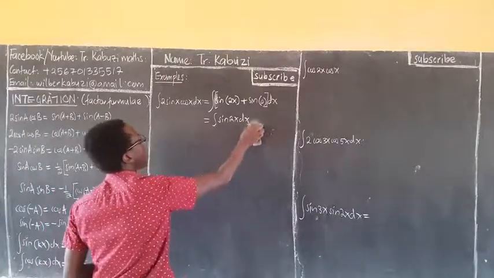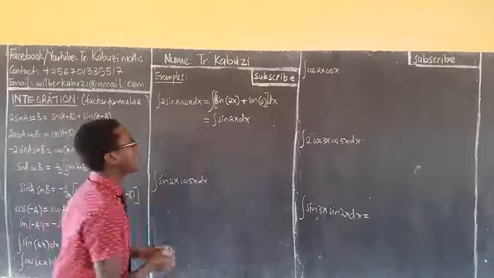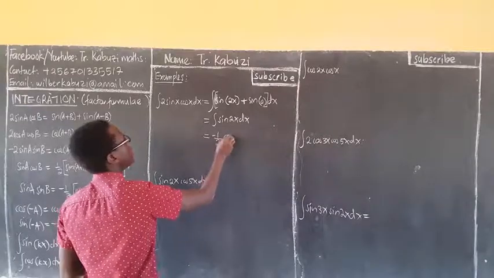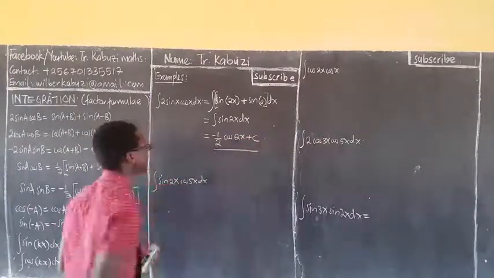And now we saw how we integrate this. When you integrate this, you get negative 1 over k, where k, the coefficient of x, is 2. So this will be equal to negative 1 over 2 cos 2x plus a constant of integration.